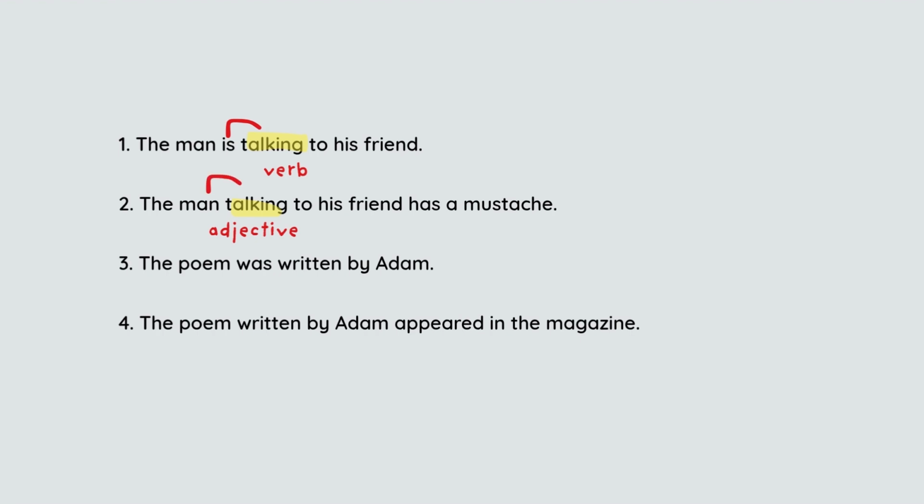Third, "the poem was written by Adam." In this sentence, written is part of the verb because it is accompanied by was. Fourth, "the poem written by Adam appeared in the magazine." In this sentence, written is an adjective, not a verb, because it is not accompanied by a form of be or have, and written modifies the noun poem.